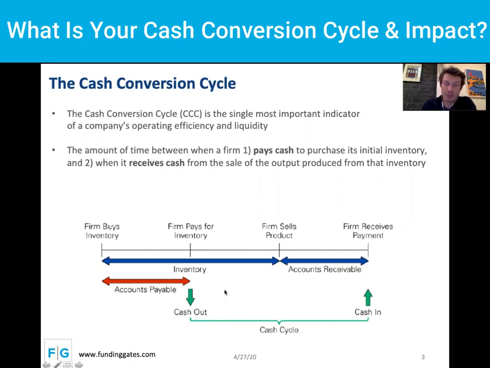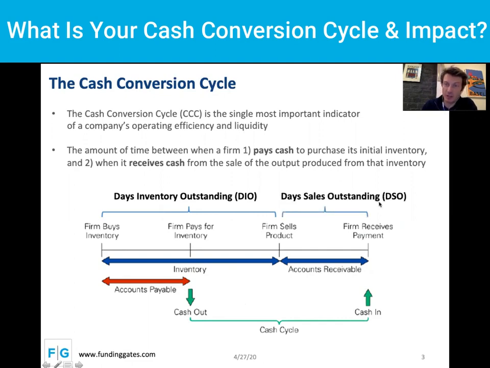And it basically consists of your days inventory outstanding, your DIO, right? From the moment when you buy inventory to the moment when you sell it. Your days sales outstanding, which is the time from when you sell the product to the time you get paid. And your days payable outstanding, which is the time you buy the products to the time you pay for it.